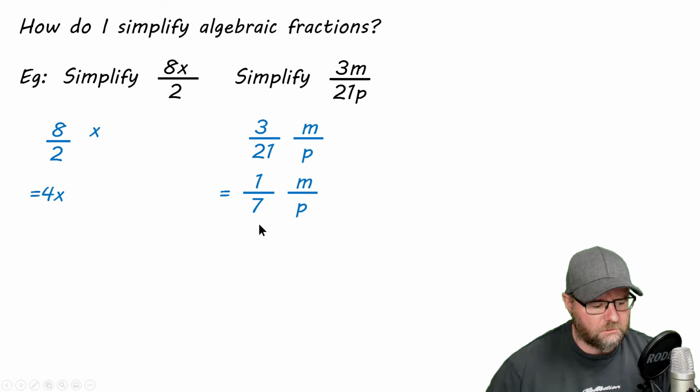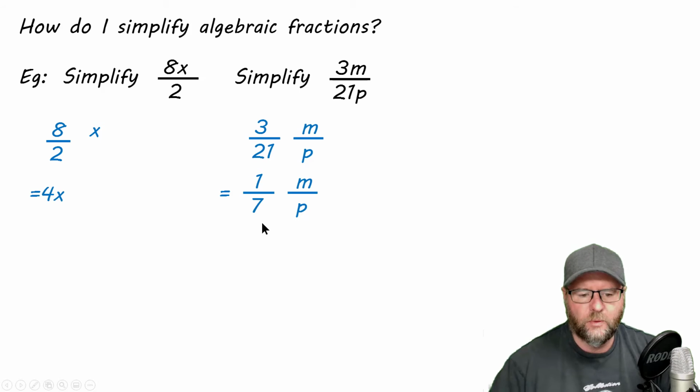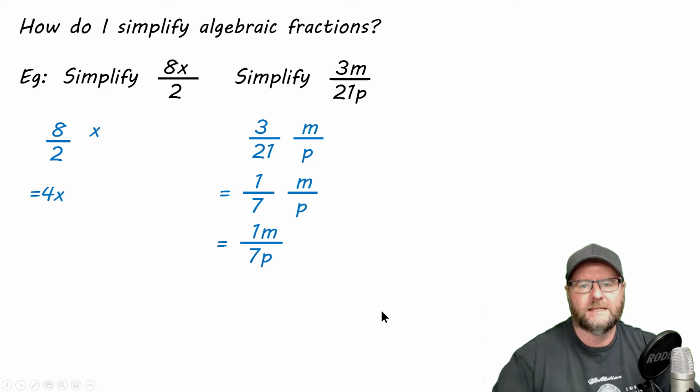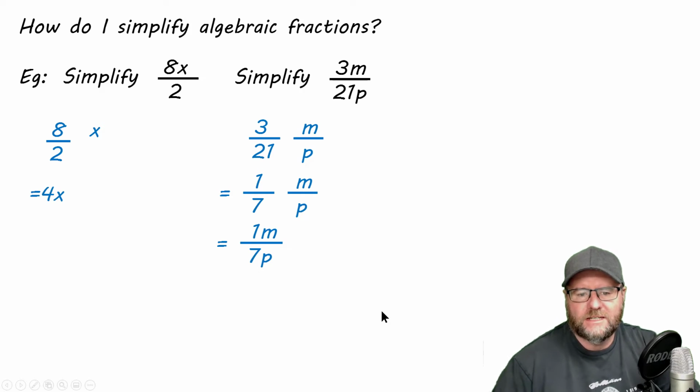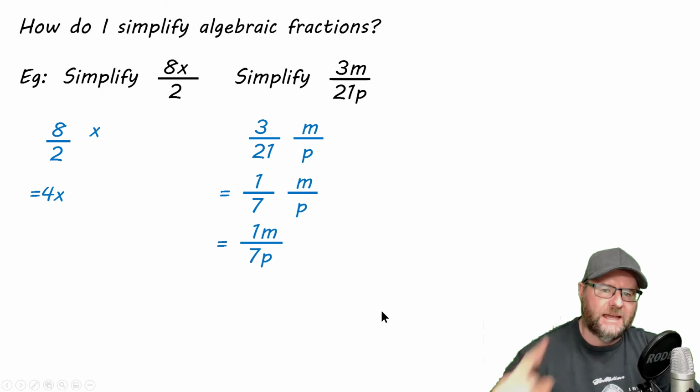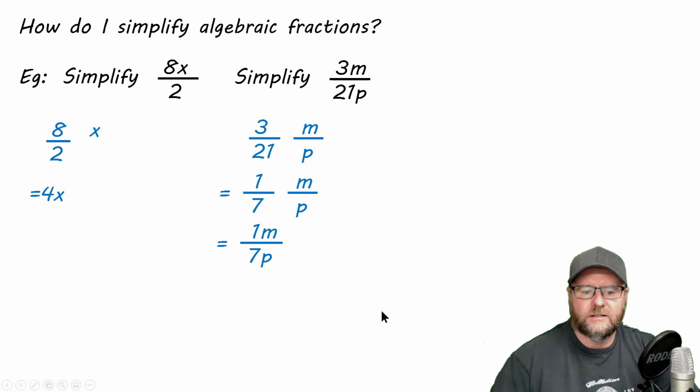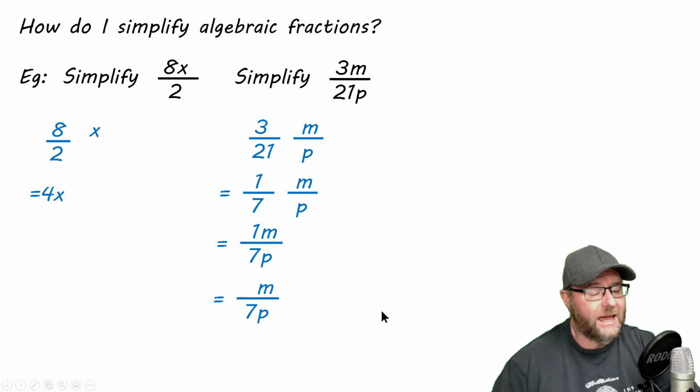Now I'm just going to smudge them back together. Like I pulled the numbers out to start with, I'm just going to put them back together, and I can see now I've got it down to 1m over 7p. But remember, in algebra, if there's a 1 in front of a letter, we just don't write it. So we're just going to disappear that 1. My answer is m over 7p.